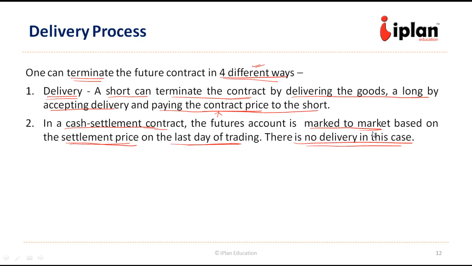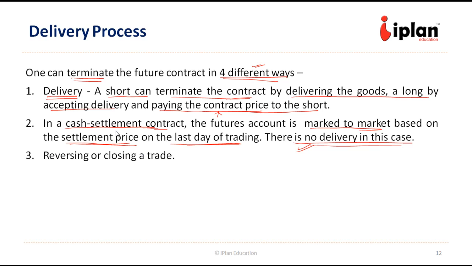Suppose the price has moved up, so the long will gain and short will lose in the same amount. So the gain will be paid to the long, and if the price falls, then short will gain and long will lose. So accordingly the amount will be paid from long to short in that case. So there will be no delivery of the underlying asset, only the cash settlement will be there.